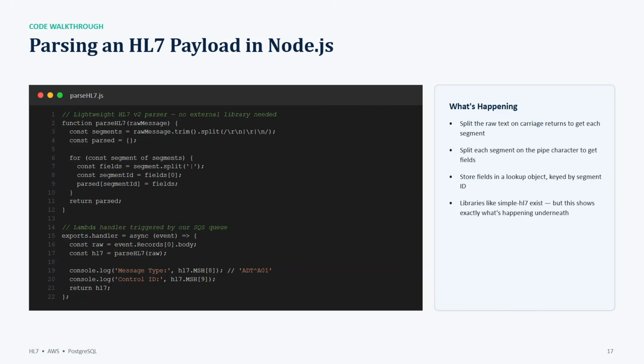Let's write some real code. The Lambda function gets triggered by our SQS queue. First, we split the raw message on line breaks to get each segment: MSH, PID, PV1, and so on. Then, for each segment, we split on the pipe character to get the individual fields and store everything in a simple object keyed by segment name. Now HL7.msh, 8th position of the array, gives us the message type. HL7.pid, the 5th position, gives us the patient name.